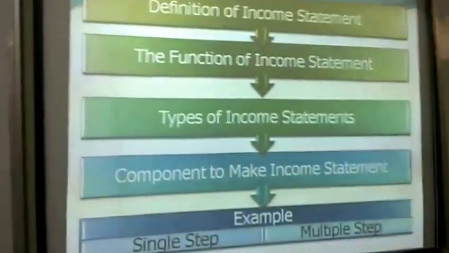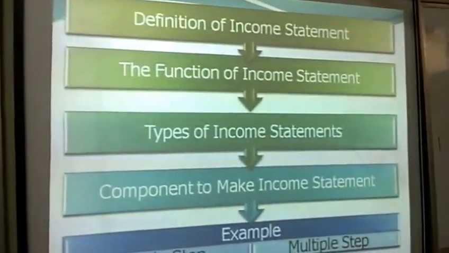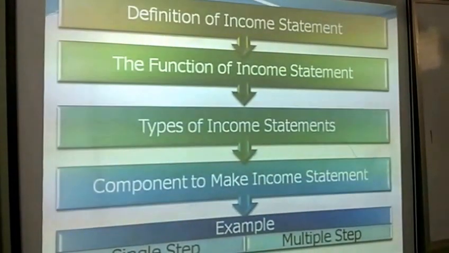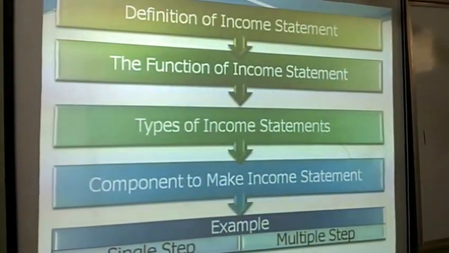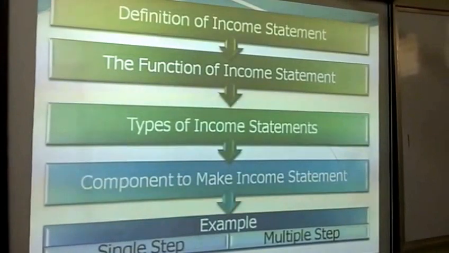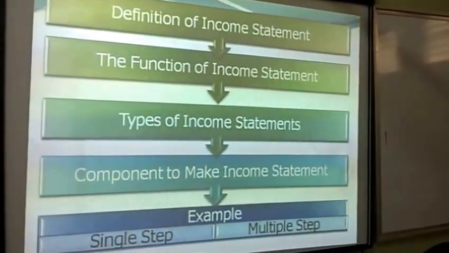A presentation about comprehensive income statement. There are 5 main points of income statement. First, definition of income statement. Second, the function of income statement. Third, types of income statement. Fourth, component to make income statement. And fifth, example of single step and multiple step.